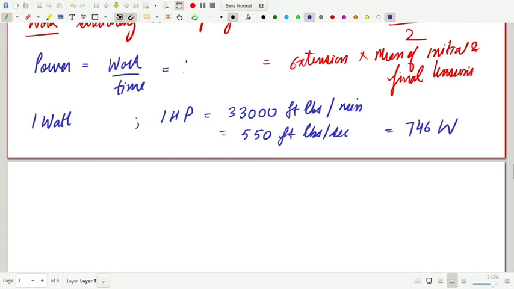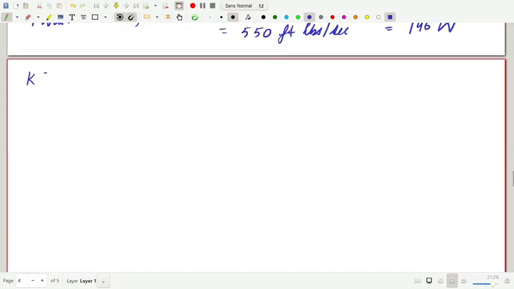Power per formula is also equal to force into velocity. Kinetic energy is the capacity to do work by virtue of its motion, equal to half mv square. Potential energy is the capacity of a body to do work by virtue of its position, equal to mgh.